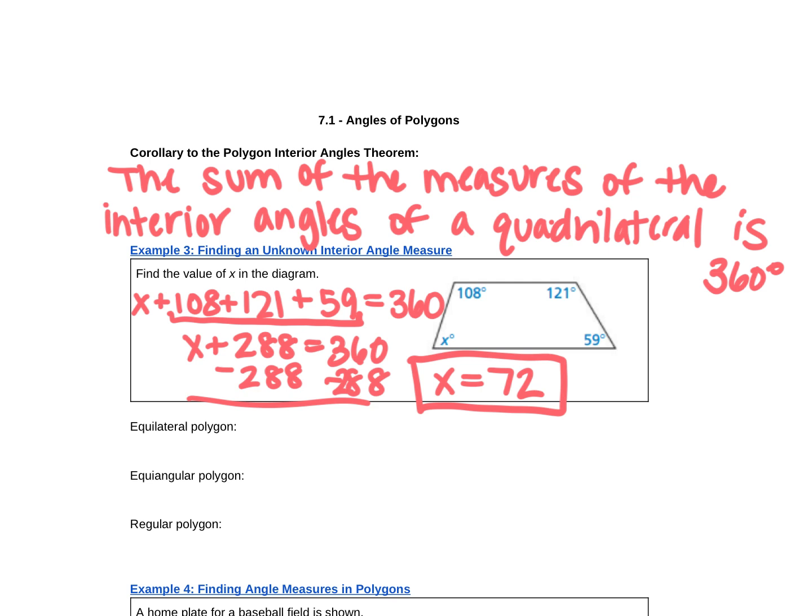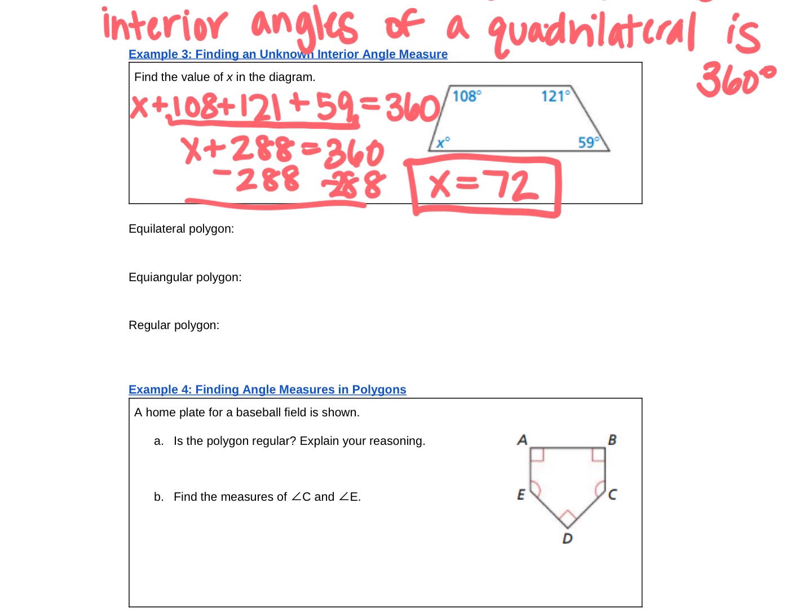So then we're going to get into equilateral and equiangular and regular stuff, just so you guys are aware of how we're defining that. In an equilateral polygon, all sides are congruent. And that's just like an equiangular polygon. We would say all the angles are congruent.